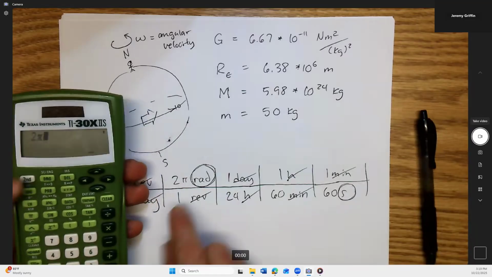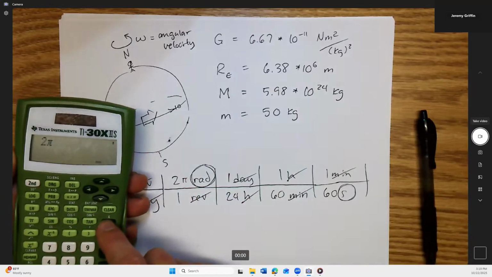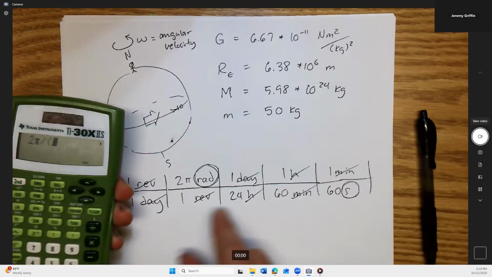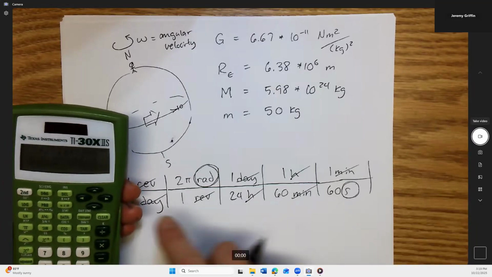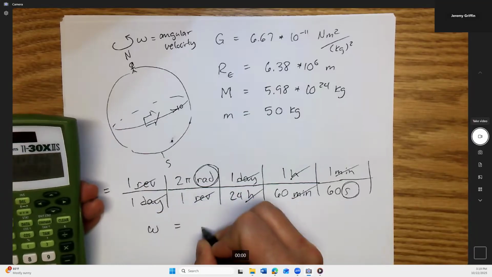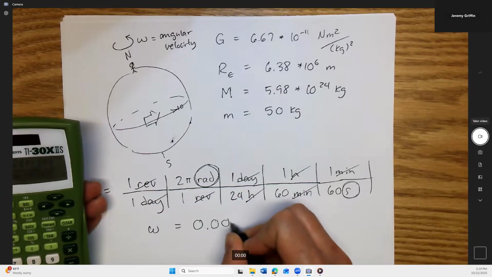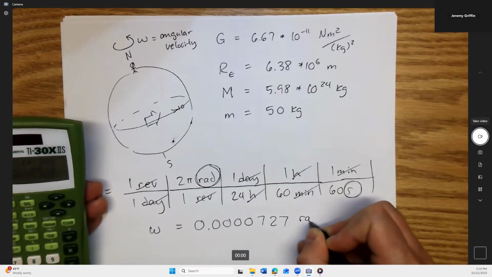So I've got 2 pi. Actually, that's all I have in the numerator. So divide by, and then open parenthesis. And down here, we've got a 24 and a 60 and another 60. Yeah, this number looks right. So that is 0.0000727 radians per second.